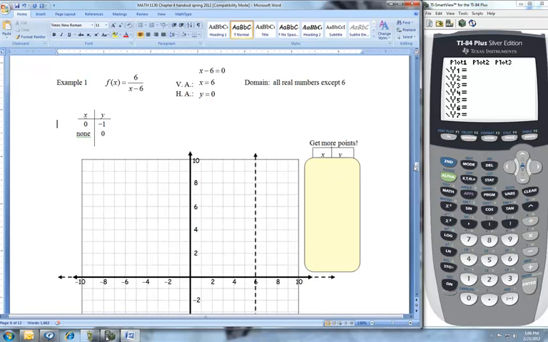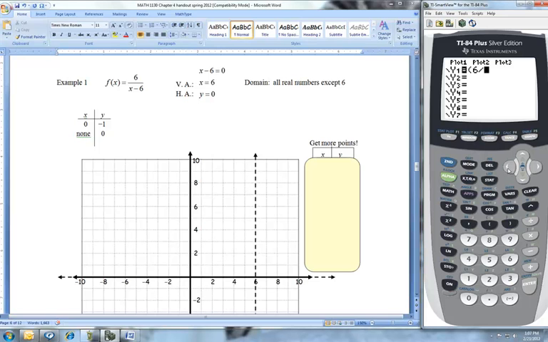This is one of the easiest things to do. If I'm at y equals, let me put this function in. So I've got 6, oops, I put my parentheses, divide by x minus 6. No, I don't want you to hit graph. I want you to get points. And if you remember how to get points, I'm going to go to my table. So let me do second table. And we'll get some points.